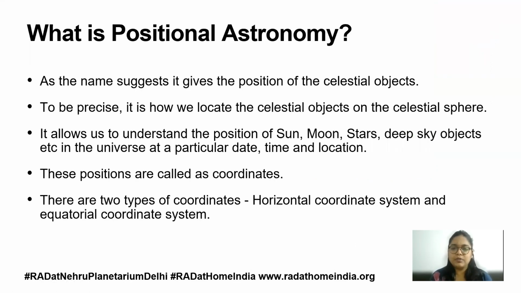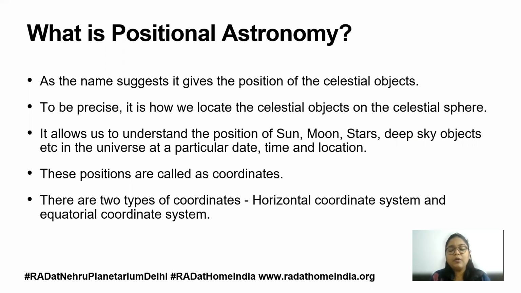So, first of all, what is positional astronomy? As the name suggests, it's when you know the position of a celestial object at a given time, at a given date, at a given location. That's positional astronomy, as basic as it is. To be precise, in the celestial sphere, wherever you are, when you look up in the sky and you see a particular celestial object, that's what positional astronomy is.